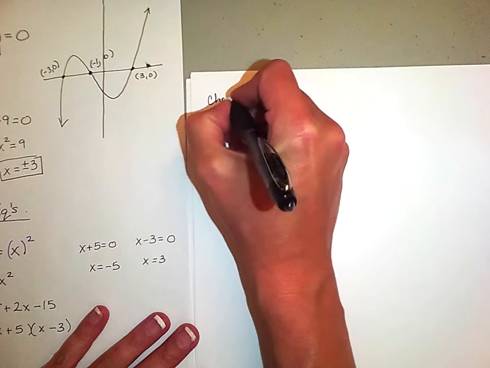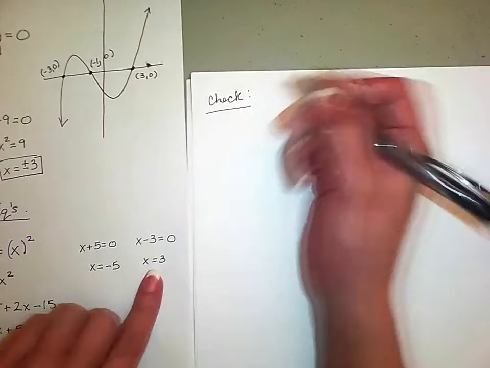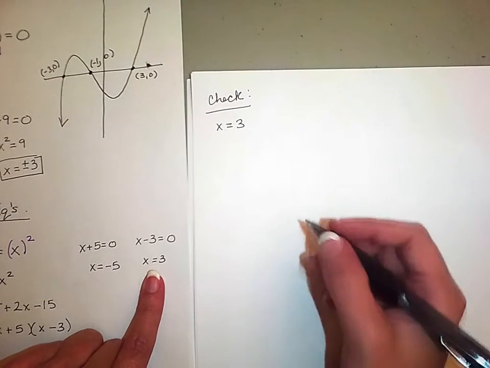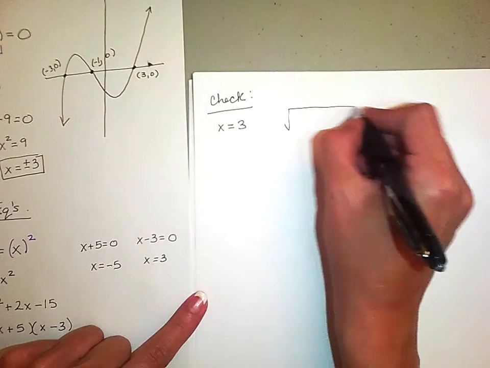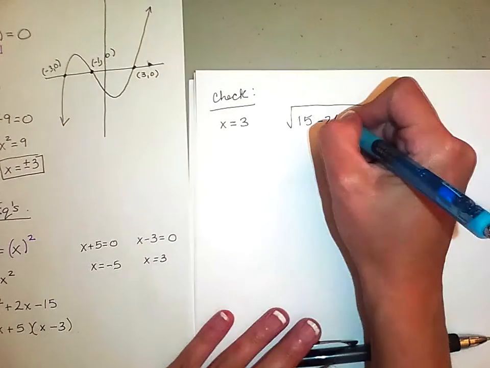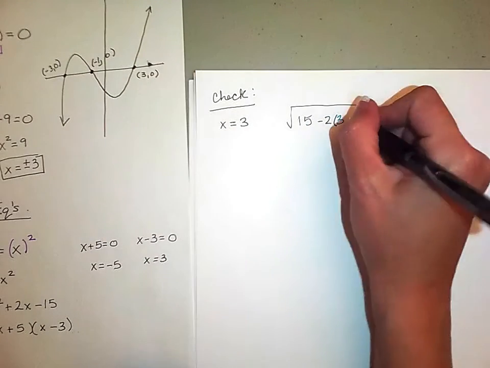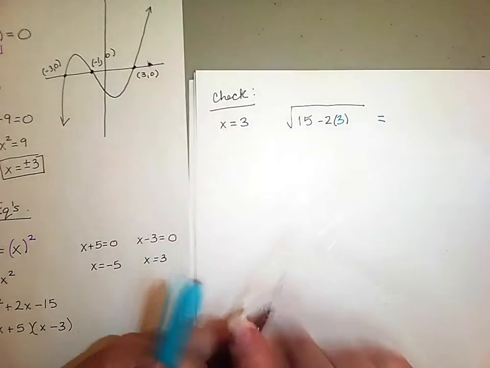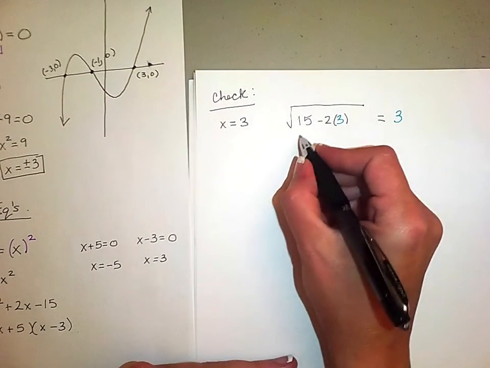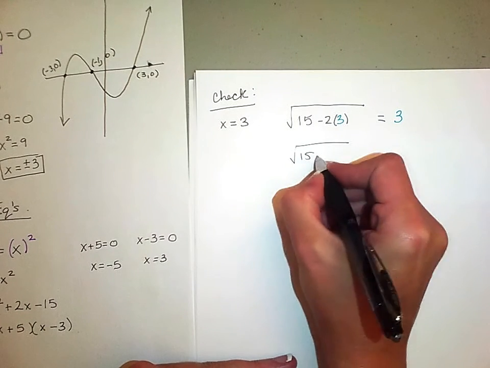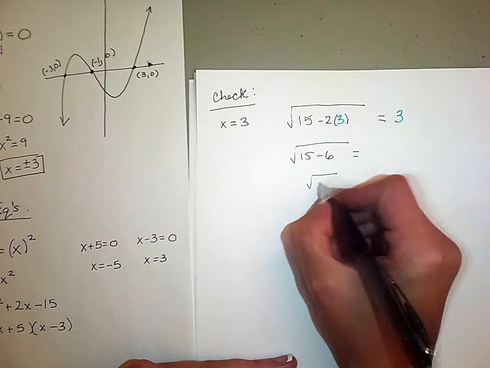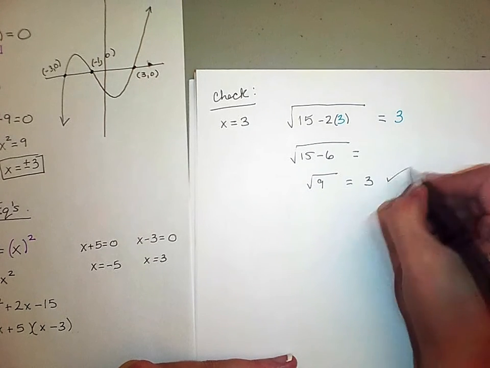Okay, so let's do our check. All right. Let's do x equals 3. Okay. So if I put that back into the equation, I have the square root of 15 minus 2 times 3. And we're asking ourselves, does that equal 3? So the square root of 15 minus 6, well, that's equal to the square root of 9, and the square root of 9 is 3. Check.